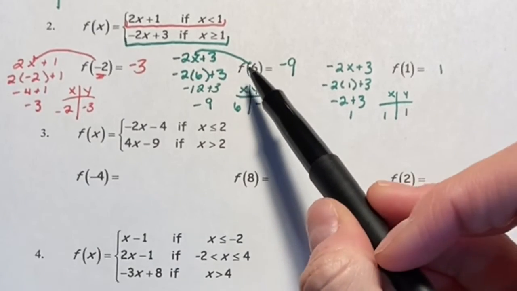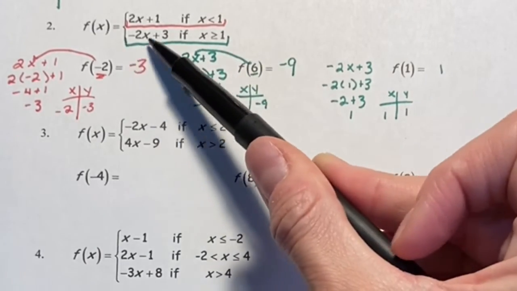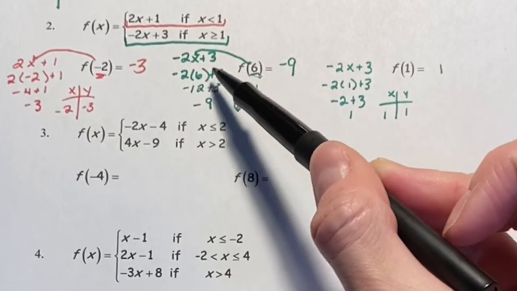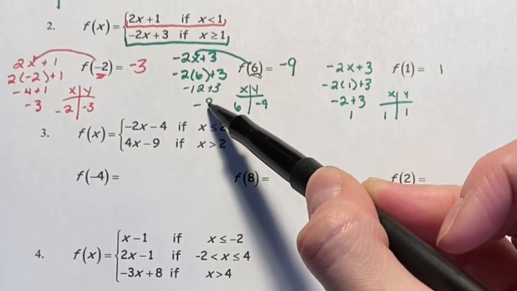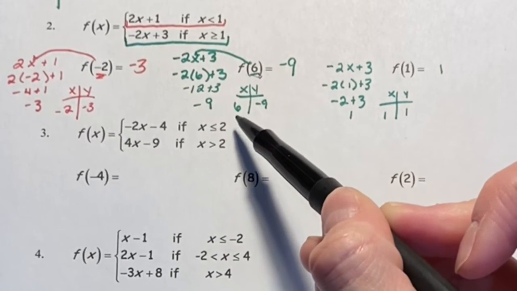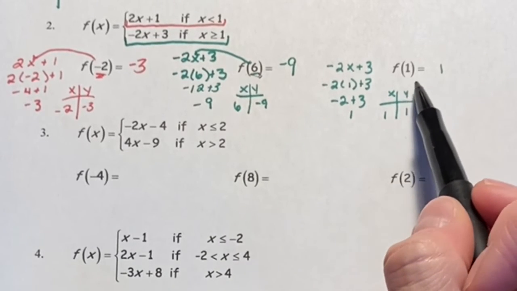The second example is f of 6. 6 is greater than or equal to 1. So we're going to be using our second equation to solve. So we could solve by substituting in 6 everywhere I see x and solving to get negative 9. Or if you put this equation under y equals, look at the table where x is 6, y is negative 9.